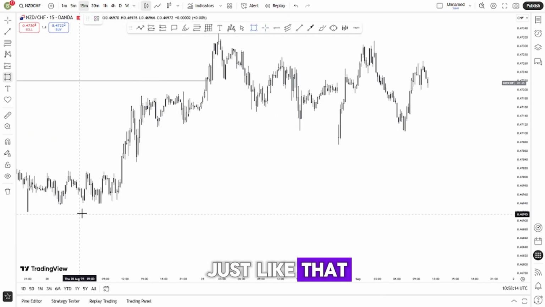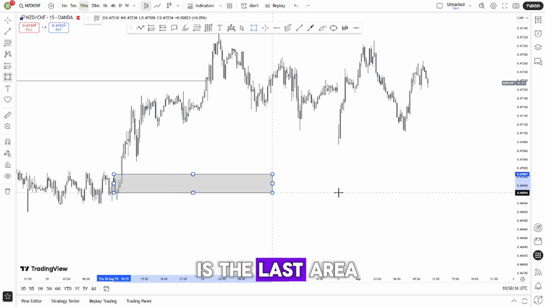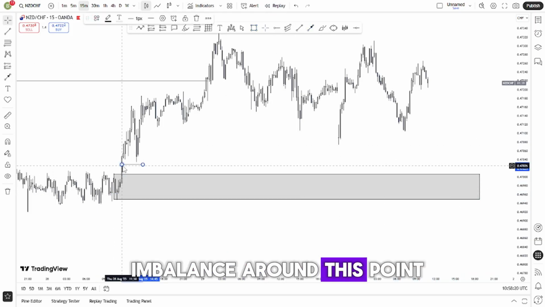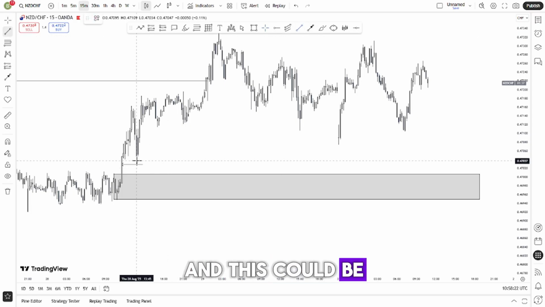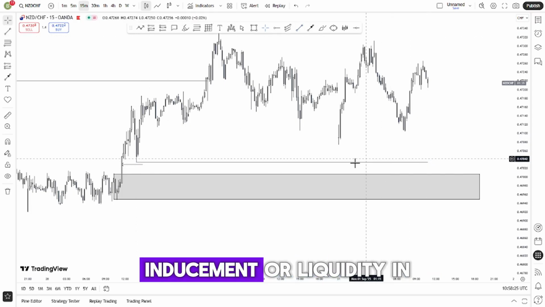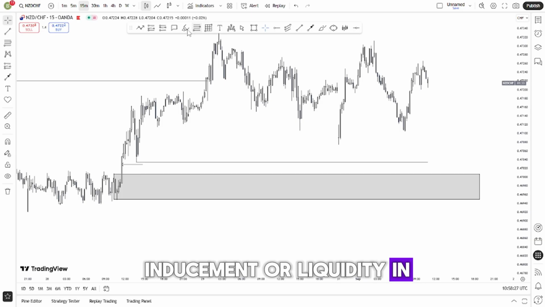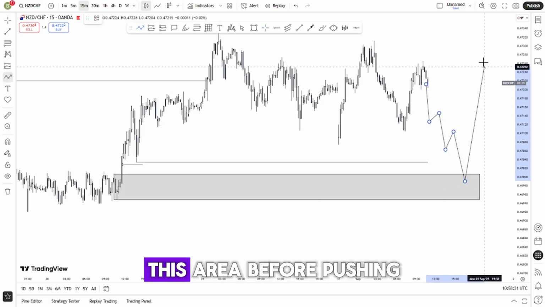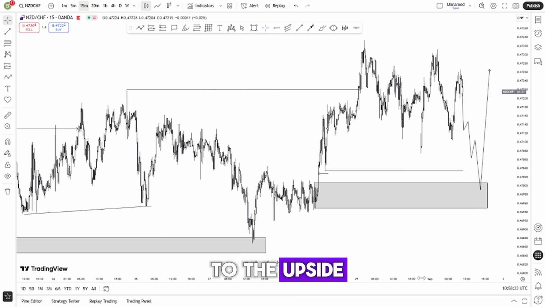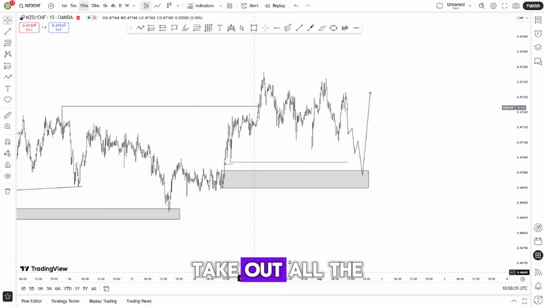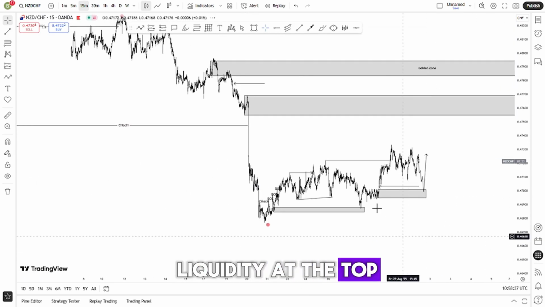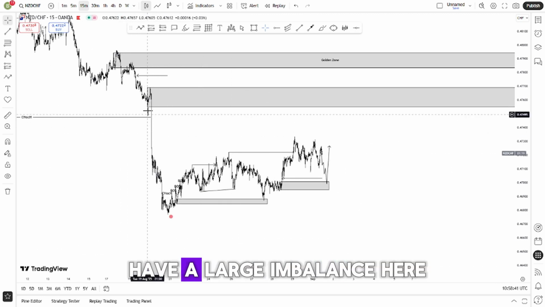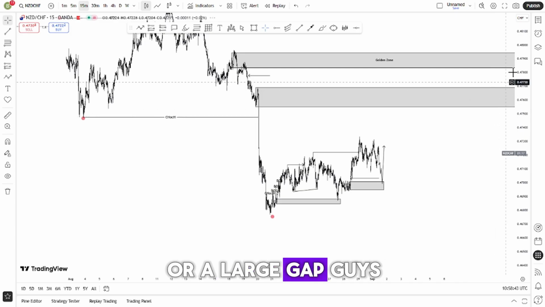So just like that, we know that this is the last area that we had, and we had an imbalance around this point, and this could be some type of an inducement or liquidity in that low. So you can just expect the market to pull down into this area before pushing to the upside, so that we can take out all the liquidity at the top and fill out the imbalances that we have, just because we also have a large imbalance here or a large gap, guys.